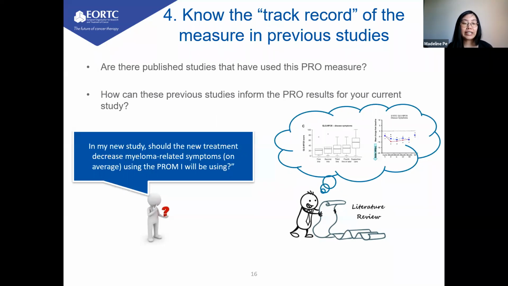So we know, for example, that there are myeloma trials that show current treatments decreasing patient-reported myeloma disease-related symptoms as measured, let's say, by the EORTC measure. So the expectation that you will have for your study is that you should at least see a decrease as well in myeloma disease-related symptoms when you use this measure. So that's the kind of question that you have to ask yourself.